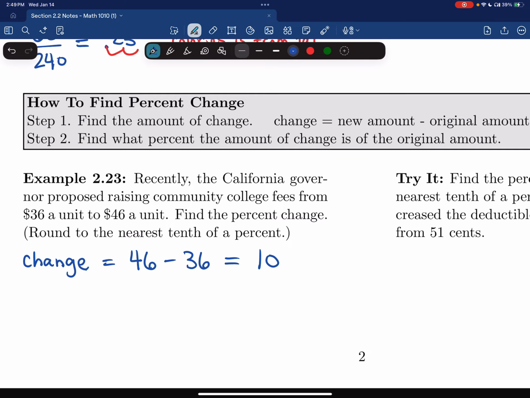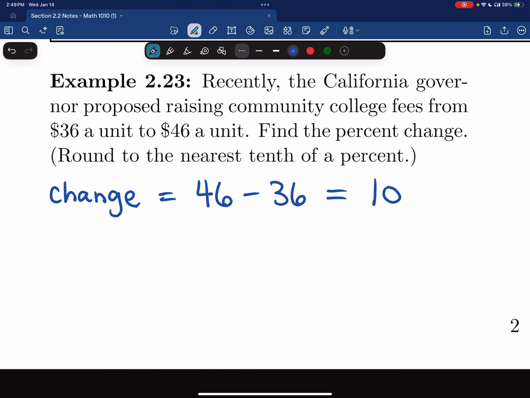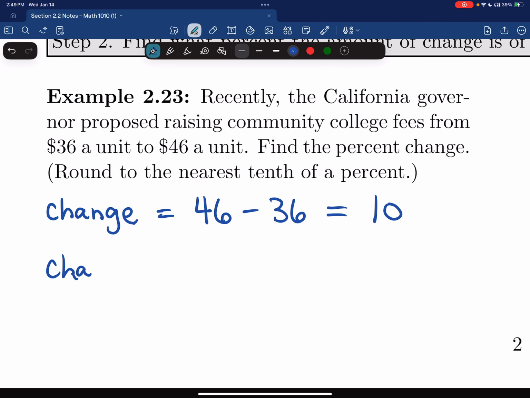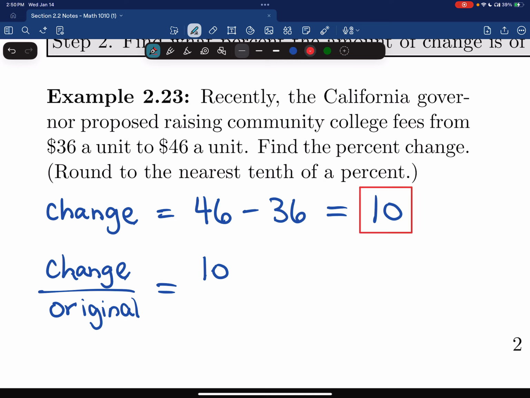Now let's find what percent the amount of change is of the original amount. So we're going to take the change that we just found and divide by the original amount. The change we found was 10, and the original amount that we had was $36. And 10 divided by 36 is 0.27, and that 7 goes on forever.